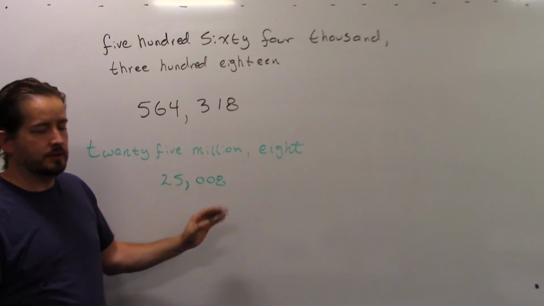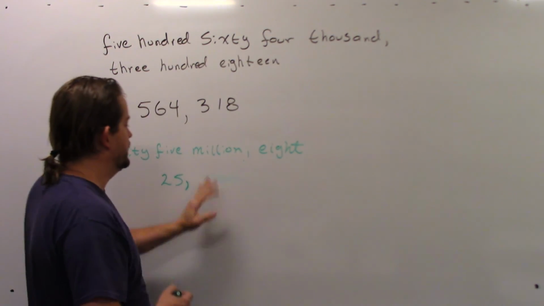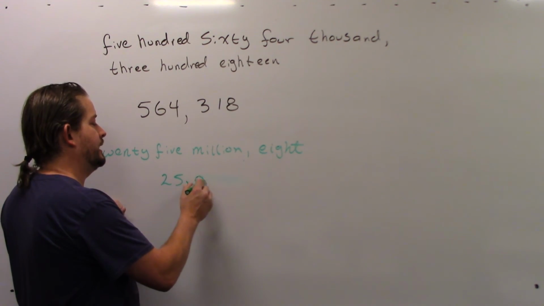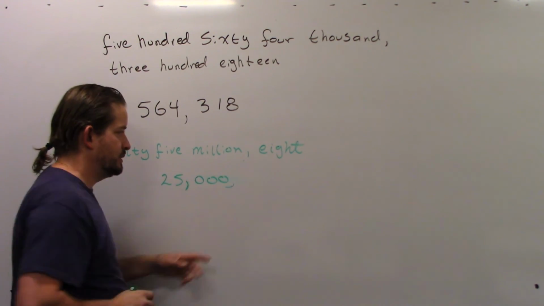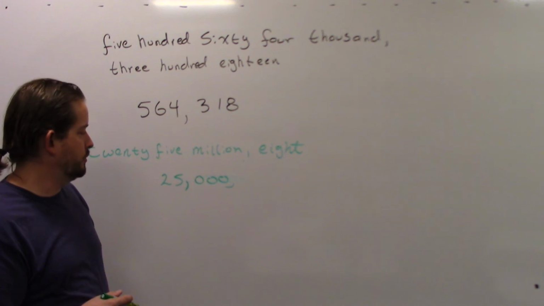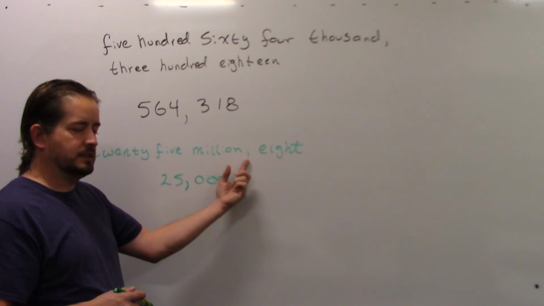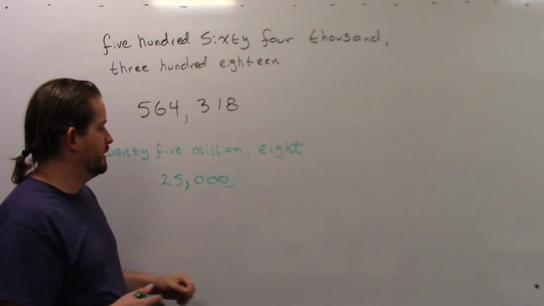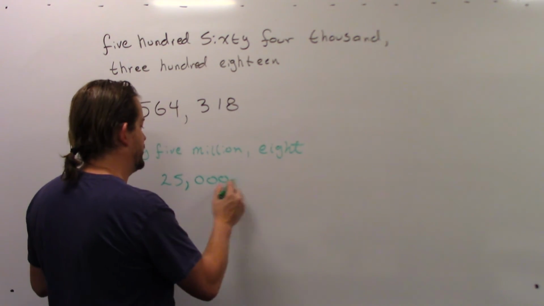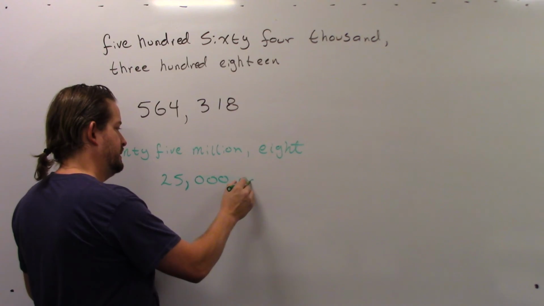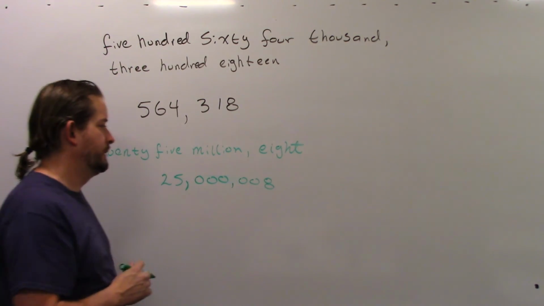so that is a 0. It's a bunch of zeros in that entire period. So you need to zero fill any period that is not explicitly listed out in your word form. So now I have 25. My thousands period, since there's nothing there, is all zeros, and I have 8, and so it's 25 million 8 this way.